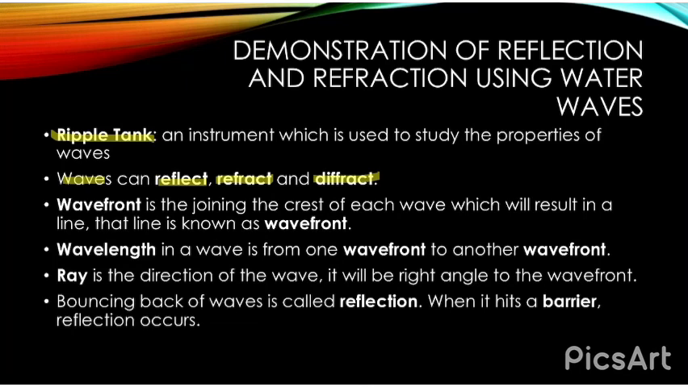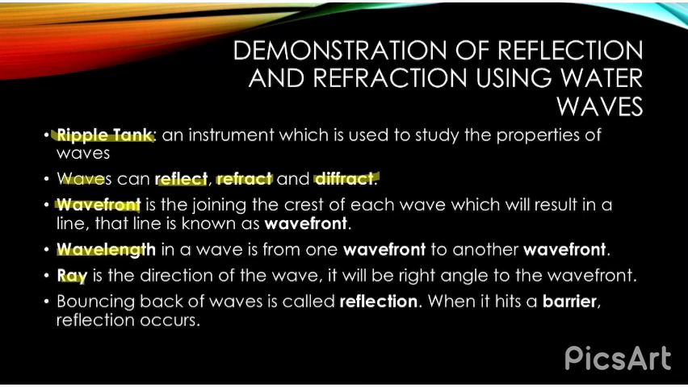A wave front is the joining of the crest of each wave, which will result in a line. That line is known as a wave front. This means that the line which will connect each crest of the wave will be called the wave front. Wavelength in a wave is from one wave front to another wave front. A ray is the direction of the wave and it will be at right angles to the wave front.